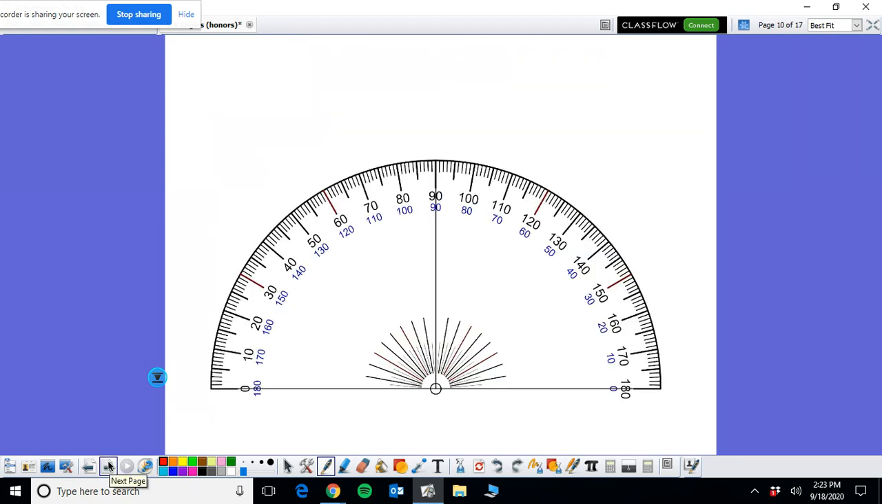All right, that's a protractor. We are going to go ahead and skip that for the virtual stuff. So when we get in the classroom, we might be able to do a little more with that. But for now, we're going to keep moving.